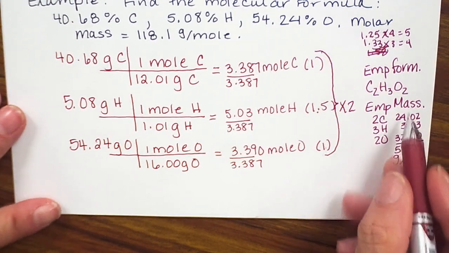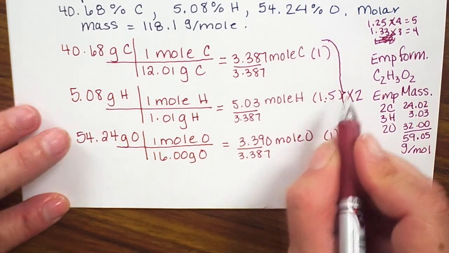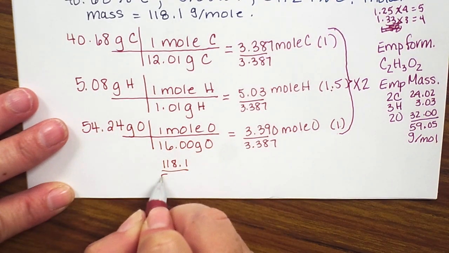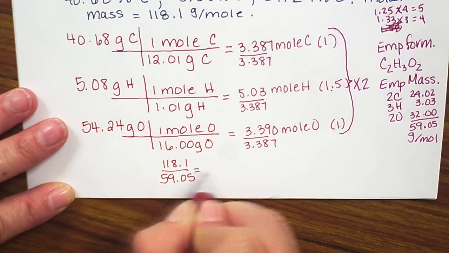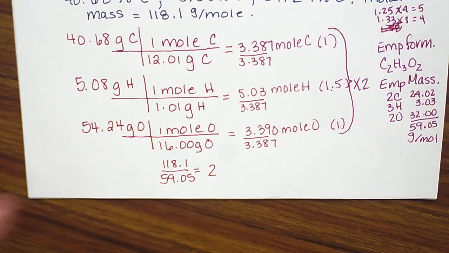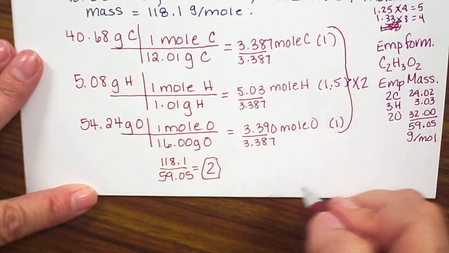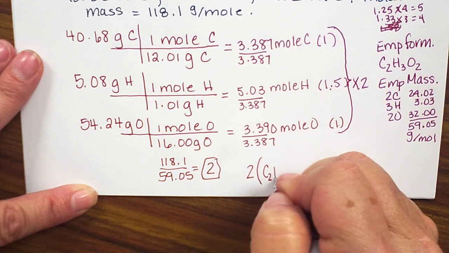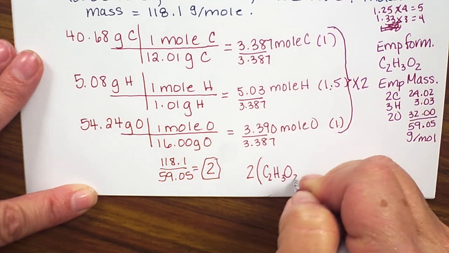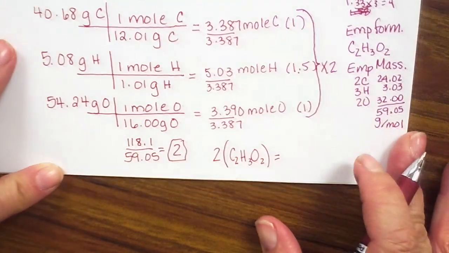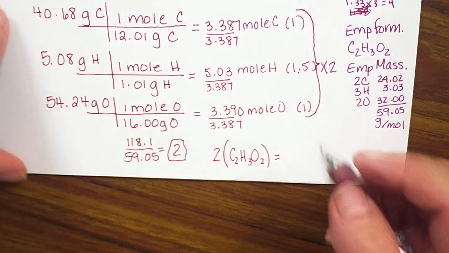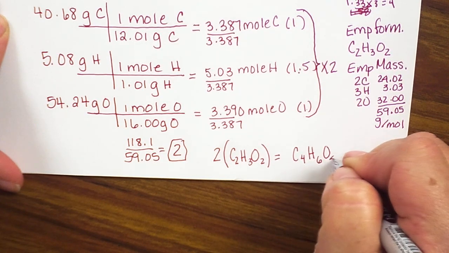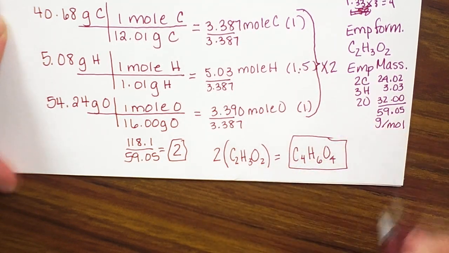All right. Okay, so the next step is to divide our molar mass, 118.1, divided by 59.05, and that gives us 2, which is our multiplier. And then we're going to take 2 times C2H3O2. So that gives us our molecular formula of C4H6O4, and that is the answer.